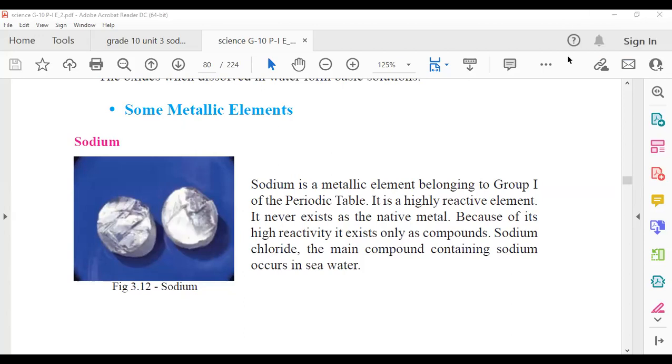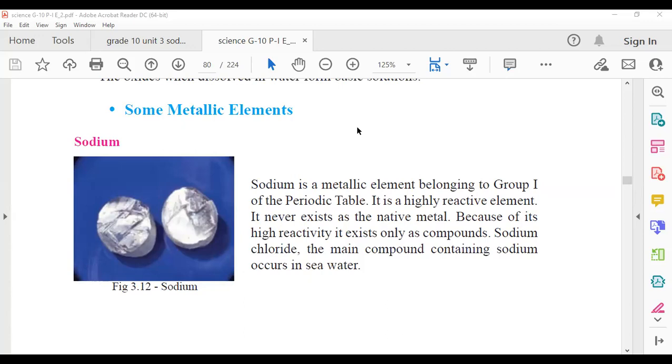This is a part of unit number 3. We want to learn about certain metallic elements, certain non-metallic elements, and certain metalloids also. So today I am going to discuss with you sodium.